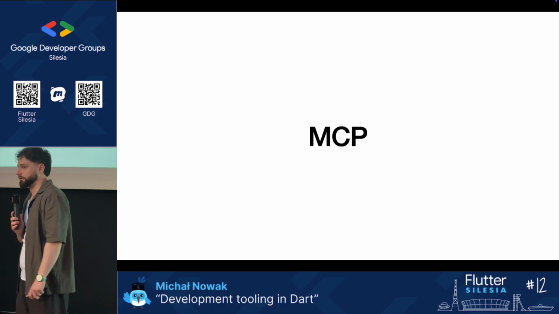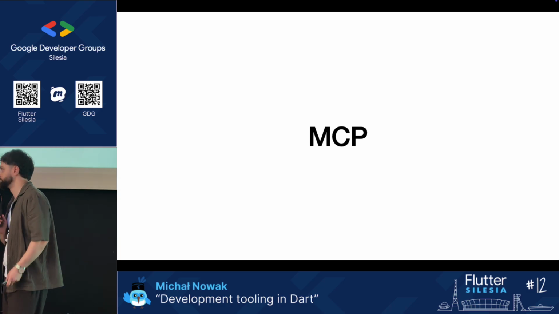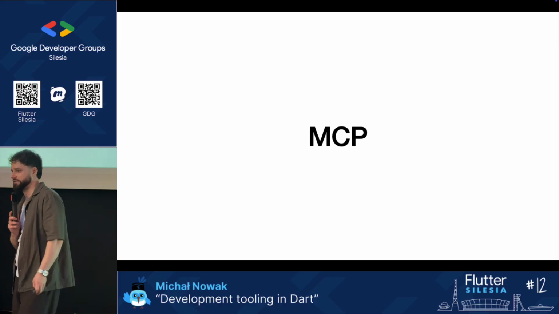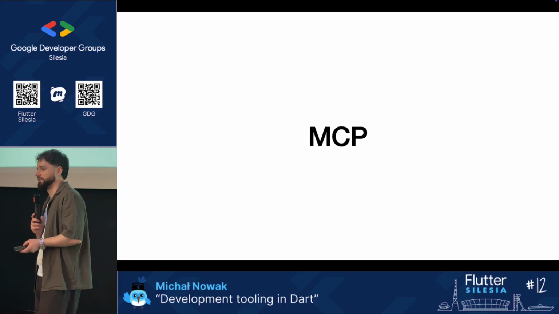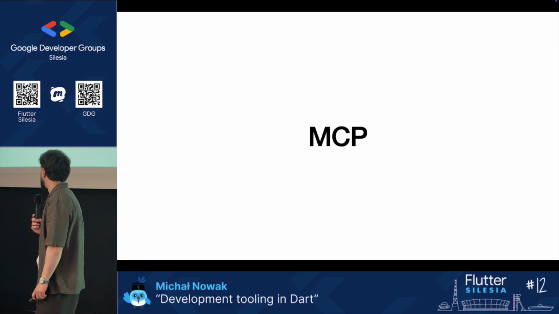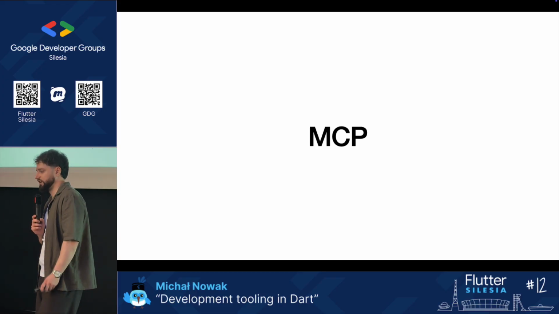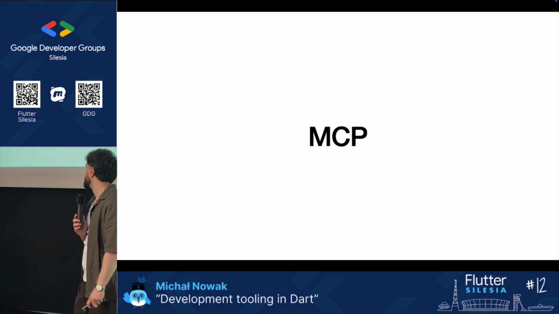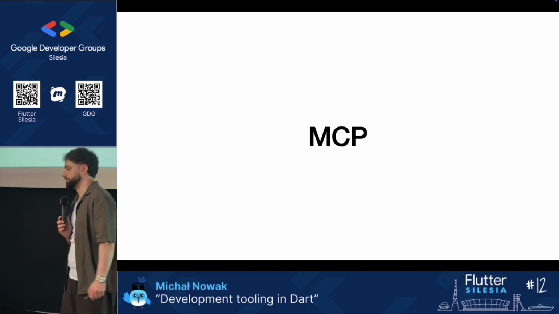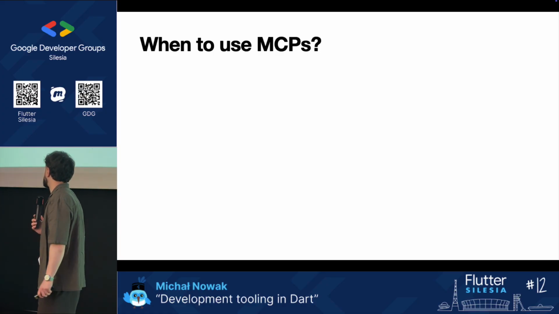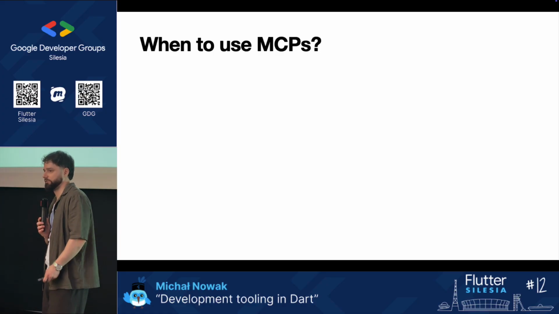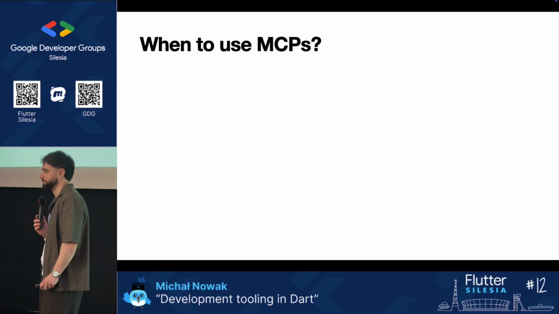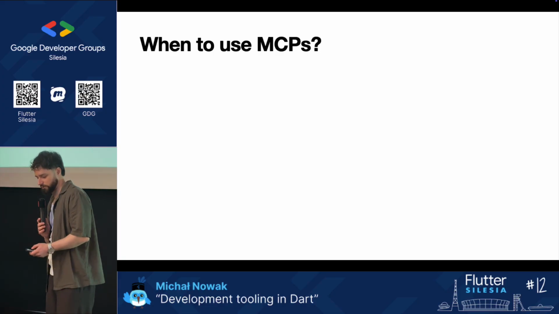Yeah, a bit of a cherry on top is, as you probably noticed, a lot of this presentation has been talking about AI and working with AI, and it turns out with Dart, it's also pretty easy to build MCPs. And before we do that, I actually want to speak about when to use MCPs and for what use cases they might be useful to you and to your team.